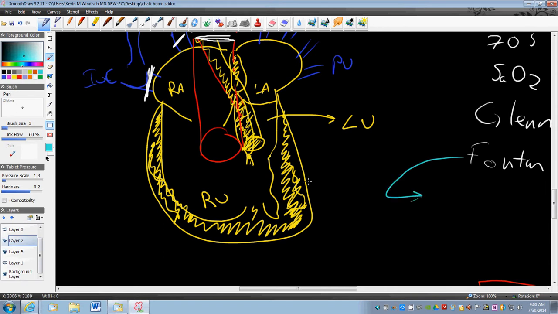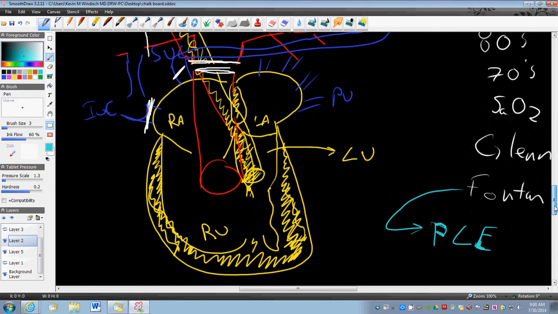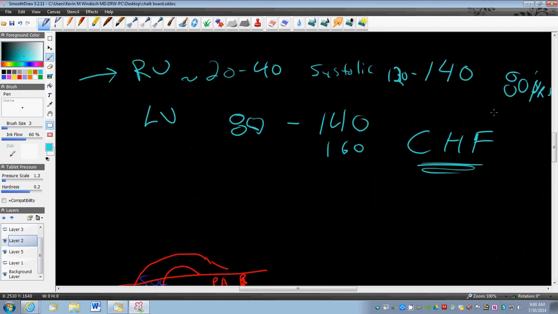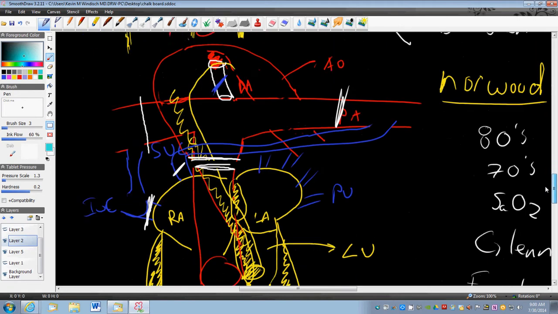The other problem with the Fontan, just to talk about complications, is protein-losing enteropathy. These patients lose protein through their gut. I don't completely understand why it happens. I don't know that anybody does. We just know that it does happen, and when that happens, they become hypoalbuminemic and then develop anasarca. That is a bit of a problem when you're in CHF. So we have to watch the protein levels closely in these patients.